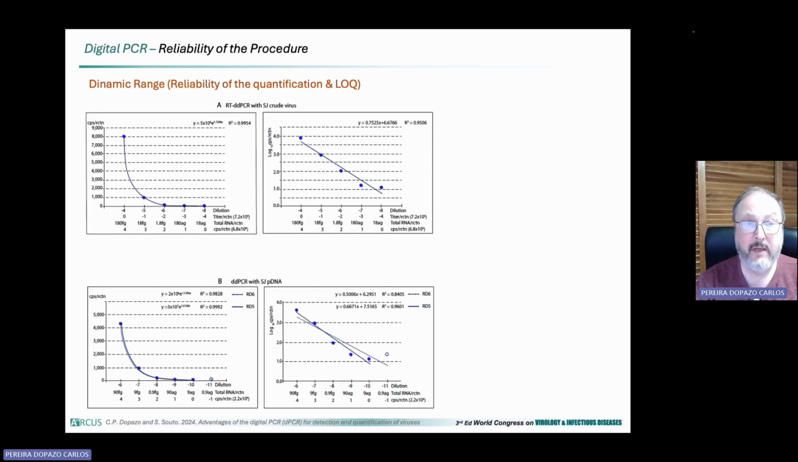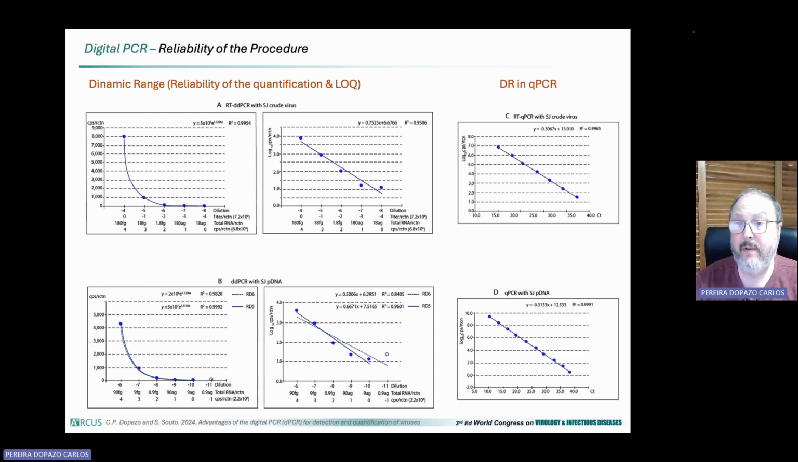After we have all these results, we can calculate the dynamic range of the protocol we have designed, and this is going to give us also the limit of quantification. The dynamic range must always be 5, because it is defined by the Poisson distribution that we are using to calculate the copies per reaction. And this is quite lower than the dynamic range in qPCR. This is one advantage of the procedure.